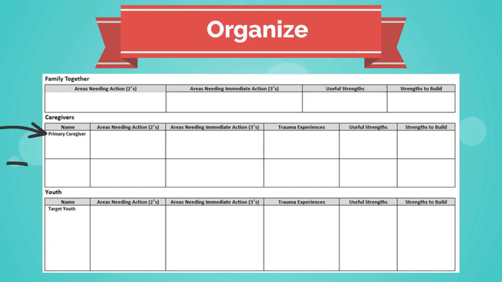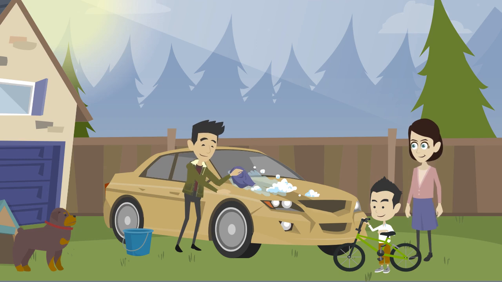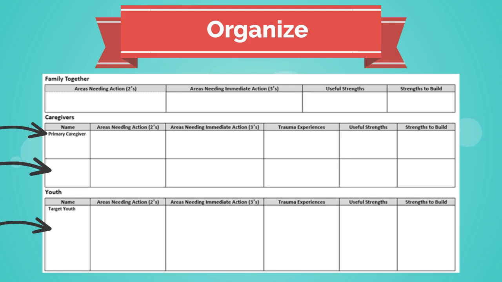When listing those needs and strengths, you want to make sure that each need and strength is specific to the person on the FAST, and items are worded exactly how it appears on the FAST. Let's say we have a mother who is the primary caregiver, a father who is another caregiver, and a son who is the target youth. We would list each of their needs and strengths separately on this part of the summary sheet.